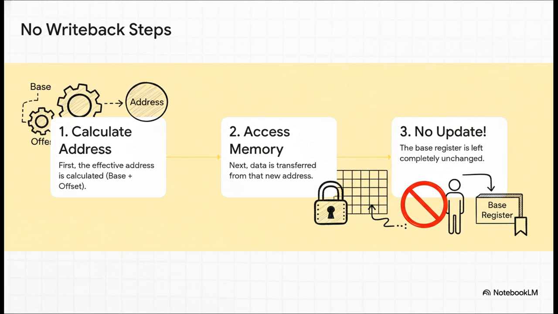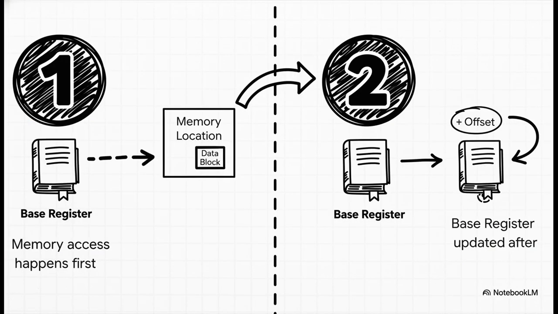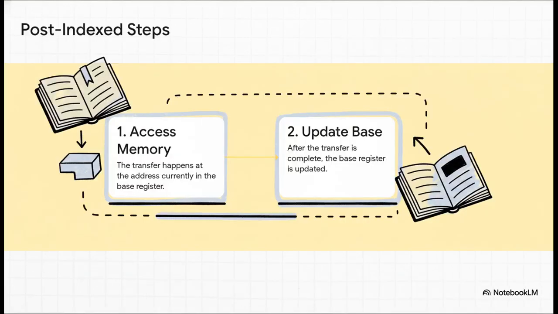This is perfect for when you just want to take a quick peek at some data nearby without losing your original spot. And for our final mode, post-indexed, we're going to flip the whole process on its head. Instead of calculating a new address first, this time we access the memory right away, at whatever address the base register is already pointing to. See the difference? The order is totally reversed. First, you access the memory. Then, after the data is all moved, you calculate the new address and update your base register. It's like reading the page your bookmark is on right now and only then moving it to the next page.